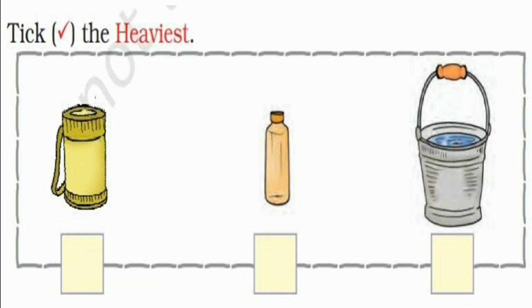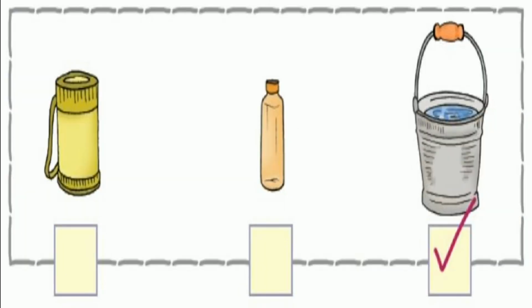Next, take the heaviest. Children, here you can see a Milton water bottle, a normal plastic bottle and a bucket filled with water. Among these three, which would be the heaviest, children? Which would weigh more? Yes, the bucket filled with water weighs more. So, the bucket is the heaviest. We shall take the bucket.